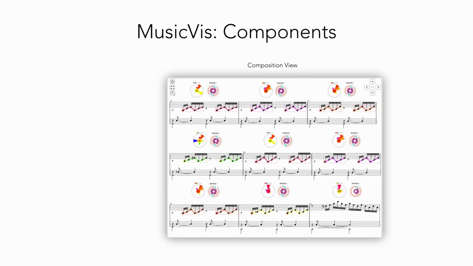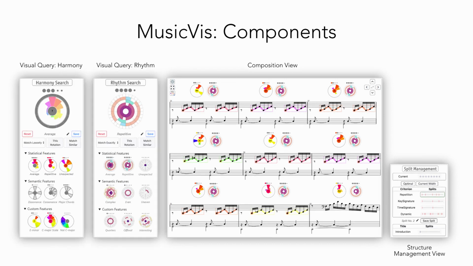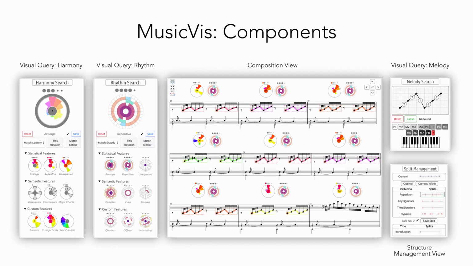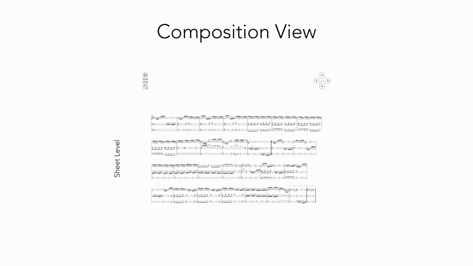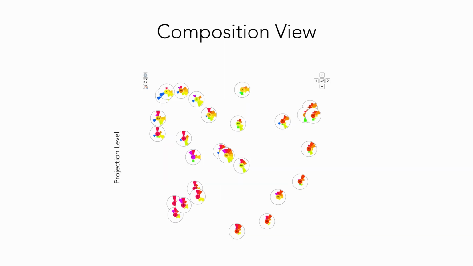MusicVis consists of 5 different components: the composition view, the structure management view, and the visual queries for harmony, rhythm, and melody. While the sheet level displays common music notation, the augmented sheet level provides additional fingerprints for harmony and rhythm. The progression level provides a better overview about the glyphs without the original notation. At the projection level, users can analyze the overall rhythmic and harmonic complexity of a composition.